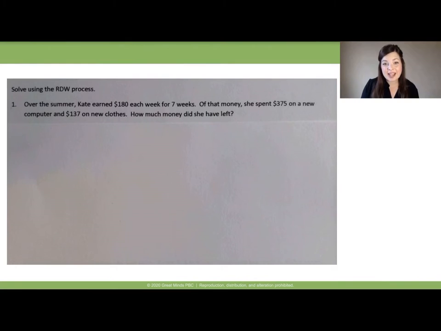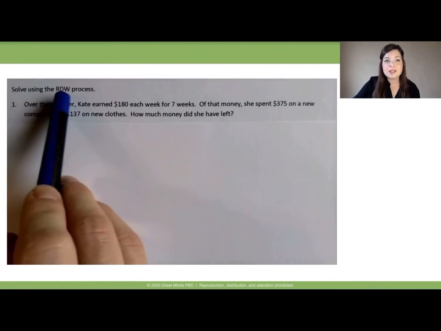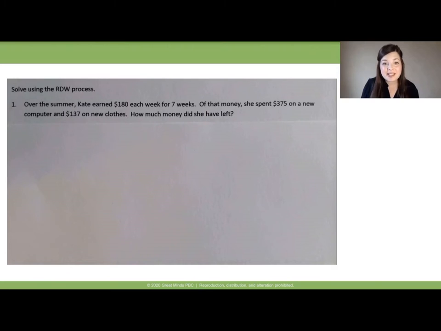Throughout our lesson today, we'll be using the problem set, so make sure you have that in front of you. And we'll also be using the RDW process, just like it tells us in the directions, to help us make sense of what the problems are saying. So let's get started. Let's read problem 1 together, and then we'll go back and we'll read it in chunks and we'll draw as we go.